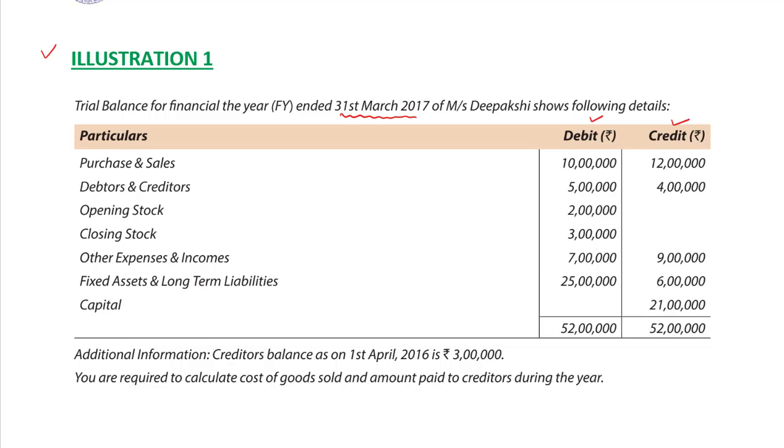Additional information: creditor balance as on 1st April 2016 is given over here. You are required to calculate cost of goods sold and amount paid to creditor during the year.